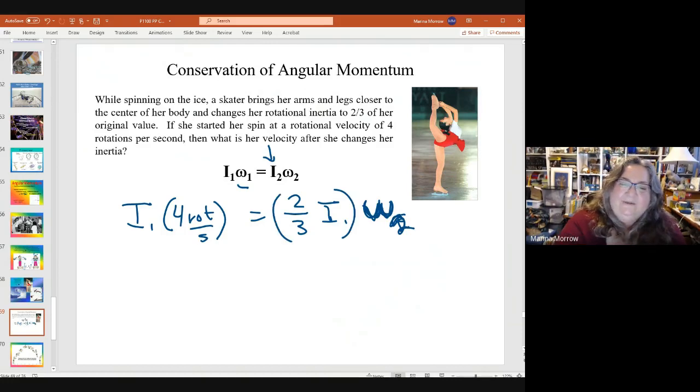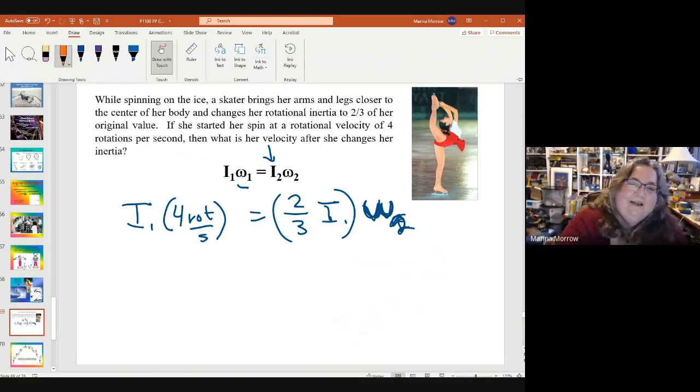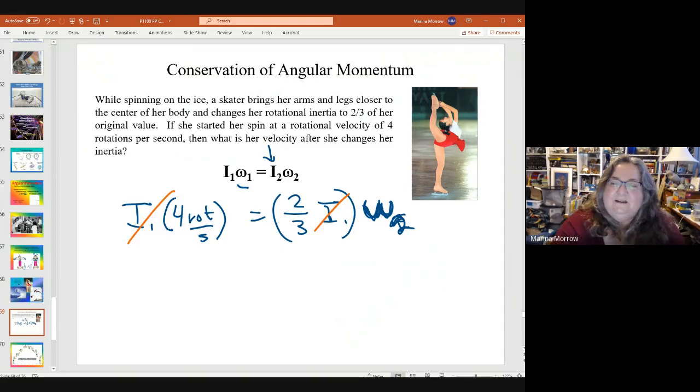All right. Okay, so what are we going to do here? Well, you can see how I is on both sides, so we're going to cancel that out. And so now we're going to have 4 equals 2/3 omega 2. That's what we're trying to find, that final rotational velocity.